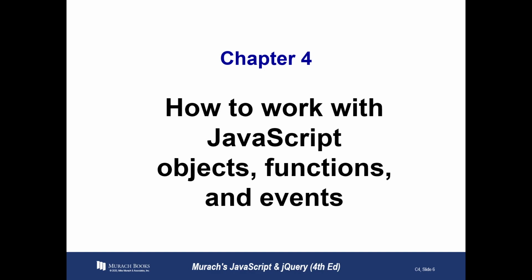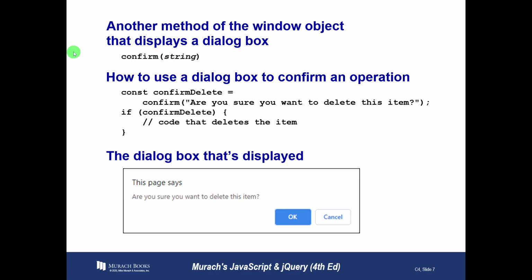In this video, we're going to look at a few methods of the window object. And we've used some methods from the window object already in previous chapters. We've used the prompt method and the alert method. So let's take a look at the confirm method of the window object.